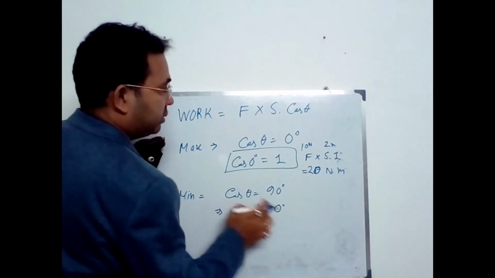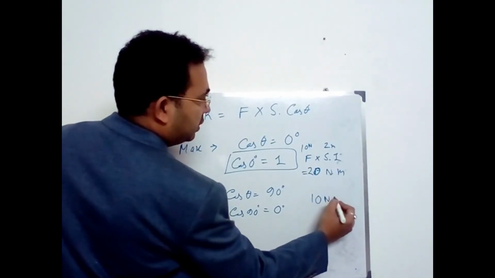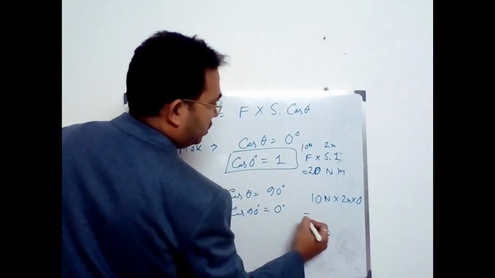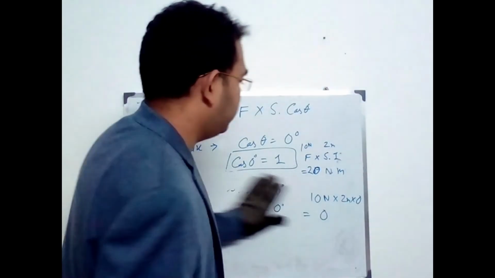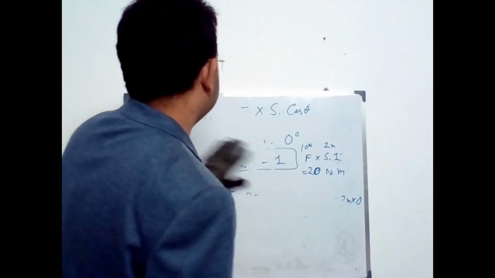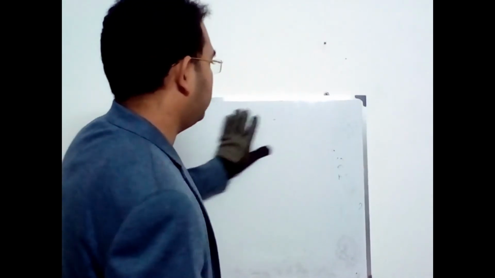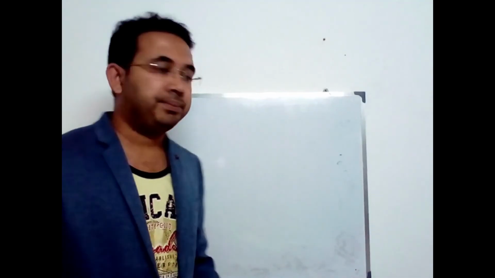এবার cos থিটা যদি 90 ডিগ্রি হয়, 10 নিউটন into 2 মিটার, cos theta 90 degree value হচ্ছে 0, so work done is 0, simply work done is 0. Very very important, কখন work done maximum হয় যখন cos theta value হয় 0 degree, কখন work done minimum হয় যখন cos theta value হয় 90 degree.